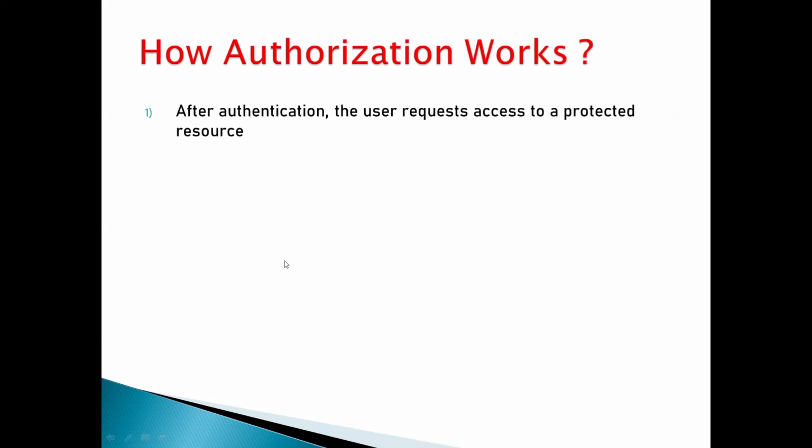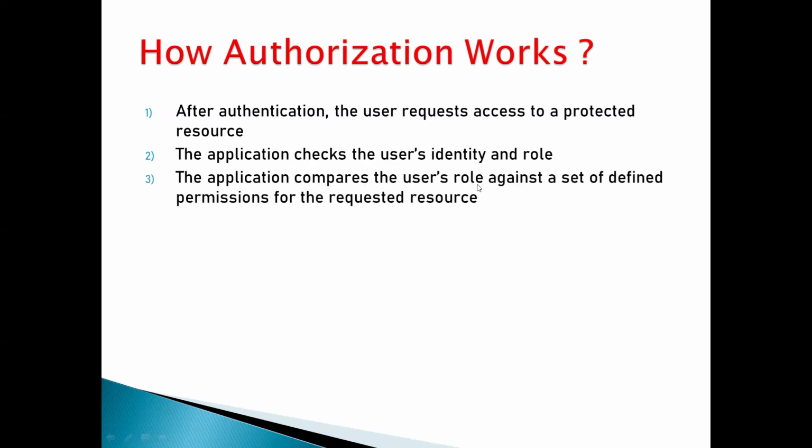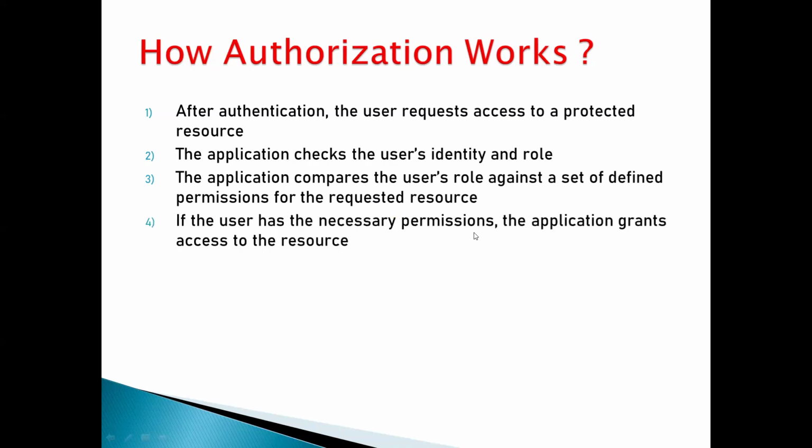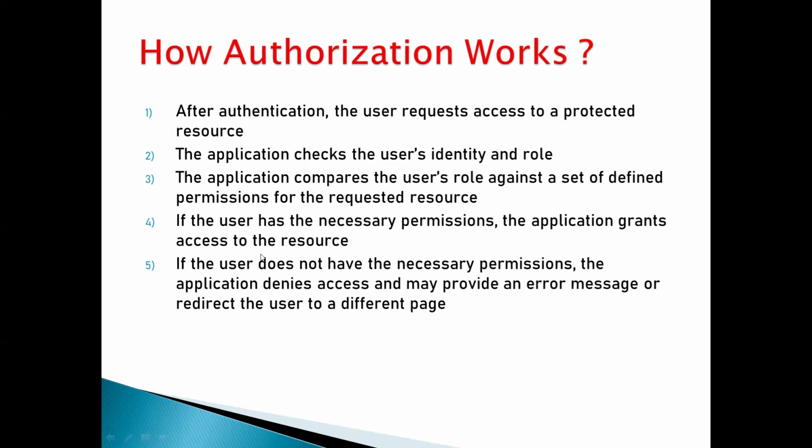After authentication, the user tries to access a protected resource. Here, protected resource means your REST API. The application checks the identity as well as the role, comparing against the roles available in the database. If it matches and the user has the necessary permissions, the application will grant access. If the user does not have permission, it will deny access, providing an error message or redirecting the user to a different web page: you don't have sufficient privileges, log in again with the necessary permission.